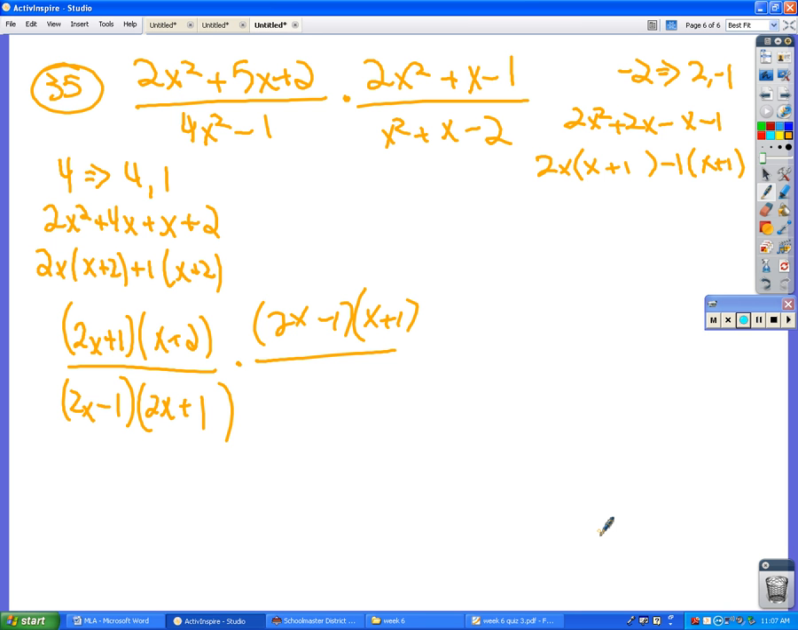Holy moly. And then the bottom one, thank goodness, is a normal one. x and x, two numbers that multiply to be negative 2, and then negative 1 and 2.